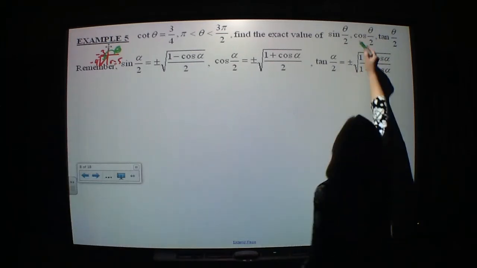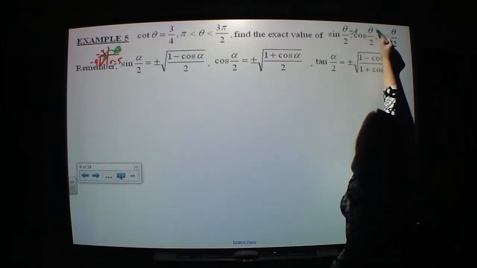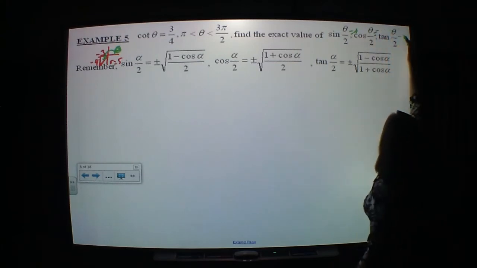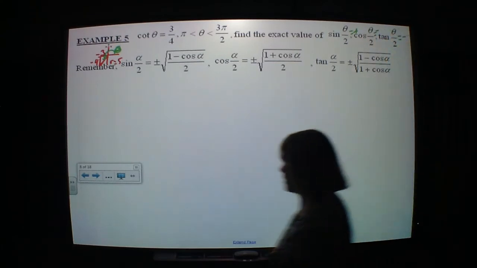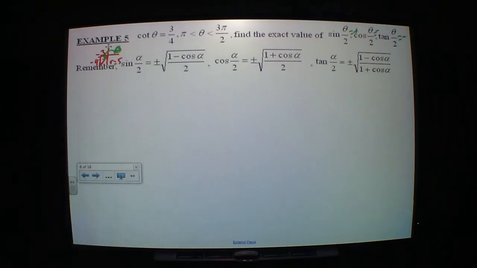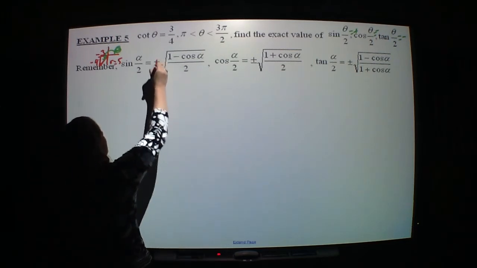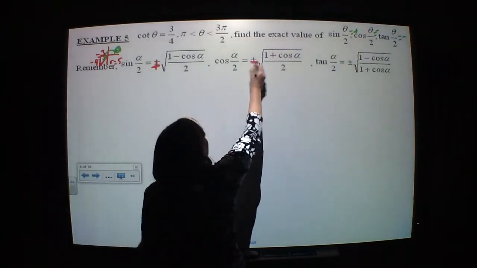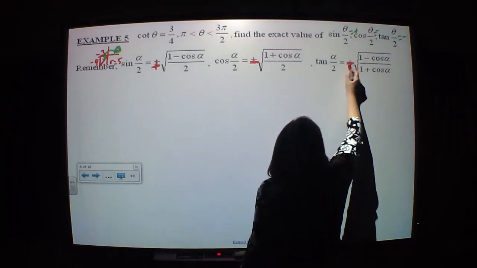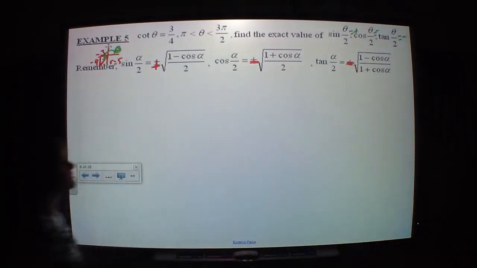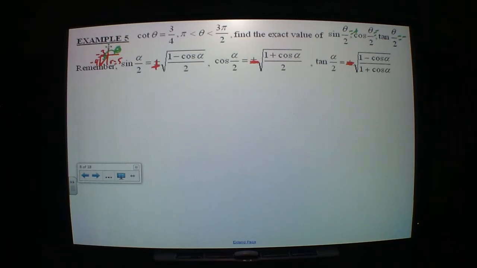So in the second quadrant, sine would equal a positive. In the second quadrant, cosine would equal a negative. In the second quadrant, tangent would also be negative. Okay, so now I have my signs of them. Like I said, second quadrant, positive. Second quadrant, negative. Second quadrant, negative. Because that alpha over 2, or theta over 2, is in the second quadrant if theta is in the third quadrant. So there are my formulas.